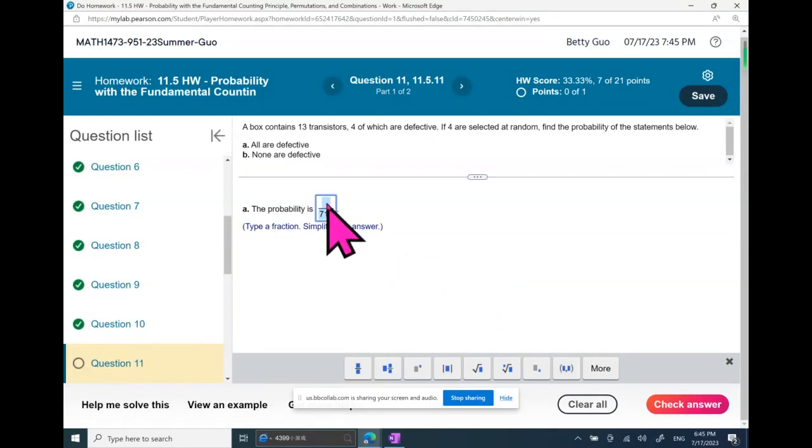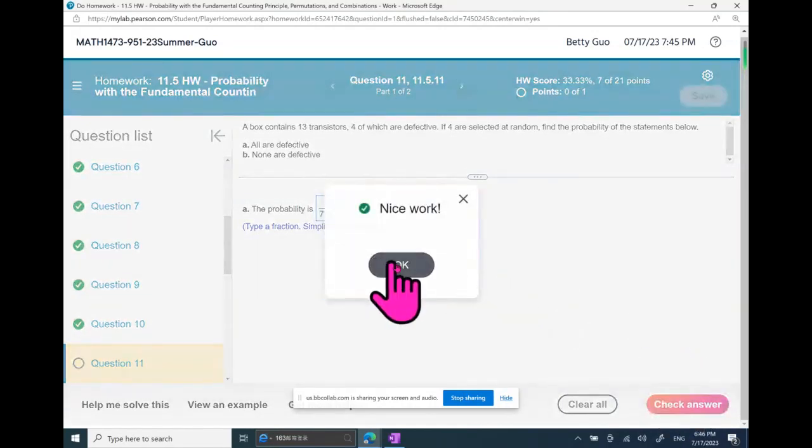And the numerator, let's see, how many of them favor the event? All 4 randomly selected items are defective. So 4 of them are defective, and you have to pick out the 4 defective. So C(4,4) is 1, and that's the probability.